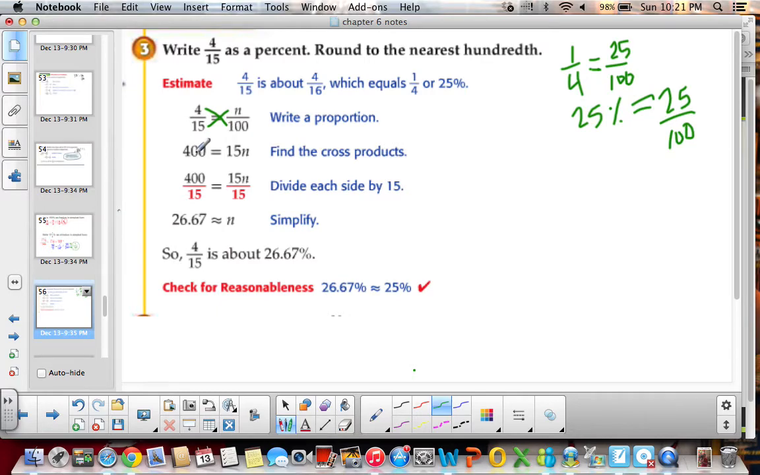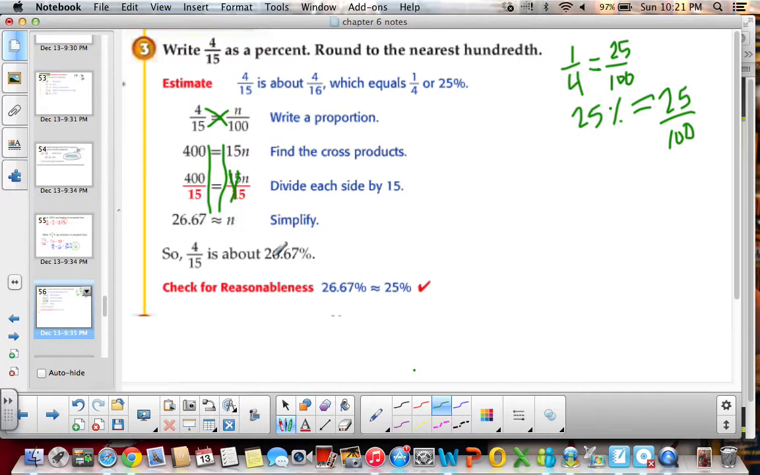and then we get 4 times 100 equals 400. 15 times n is 15n. And then we're going to divide each side by 15 to get rid of that 15. So we can kind of do our railroad tracks right here. And we know that 15 over 15 cancels out, so we're left with our n. And then 400 divided by 15, so if you divide that out, you would get approximately 26.67 because they needed to round it.